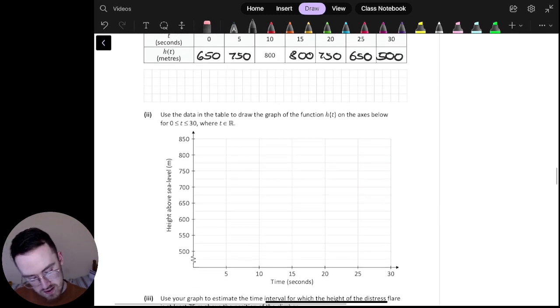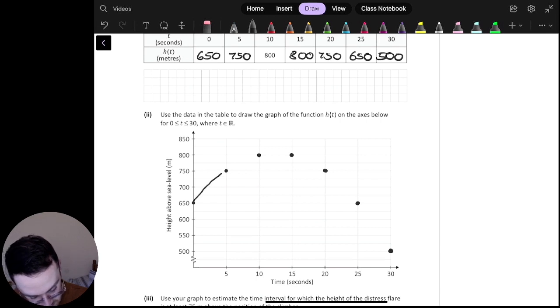So using the data in the table, we're going to draw the graph. So at 0 we're at 650, we're here. At 5 we're at 750, at 10 we're at 800, at 15 we're back at 800, at 20 we're at 750 again, at 25 we're at 650, and at 30 we are at 500 down here. And drawing a sketch of the graph, then we just link those points up.